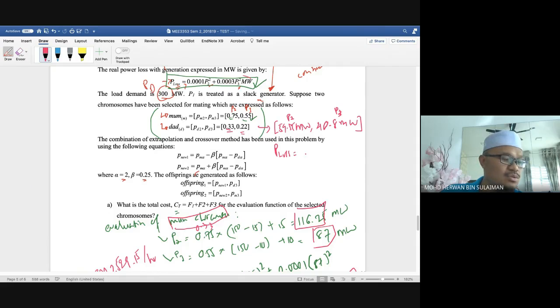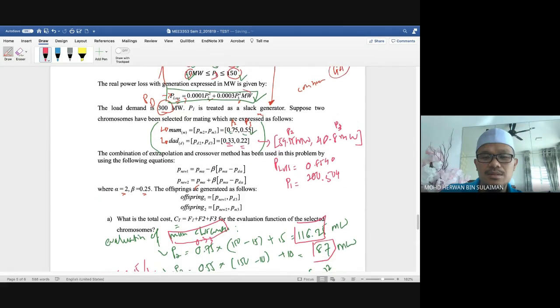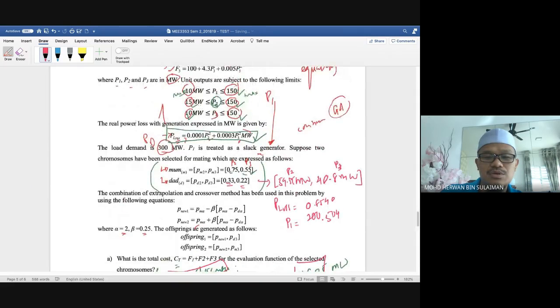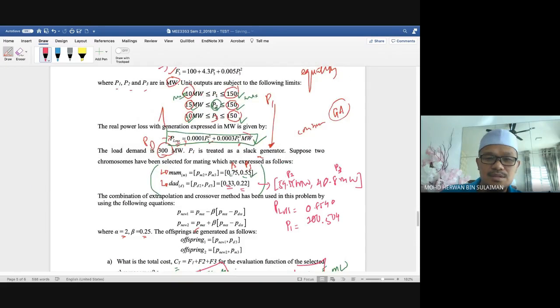Okay, your P loss equals 0.8540. From here you can get your P1. P1 is 200.504. Okay, but this is the problem because your P1 is already out of bound. Your P1 is out of bound, meaning that you need to peg it here.